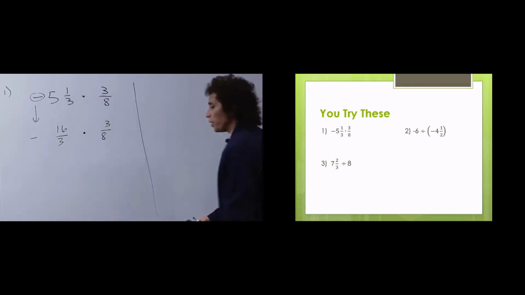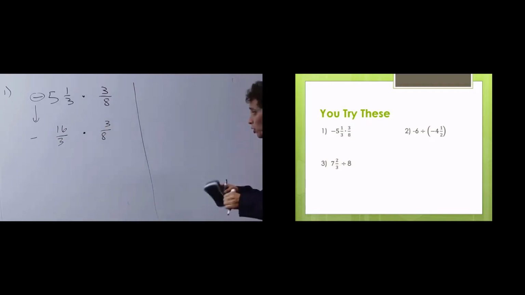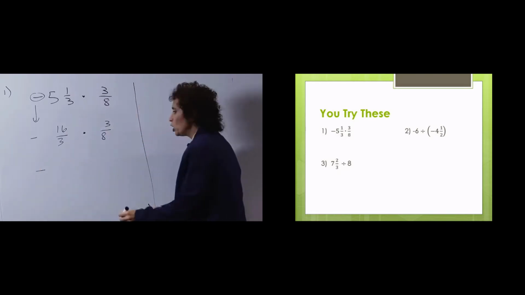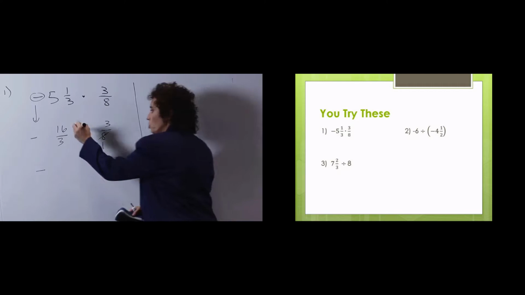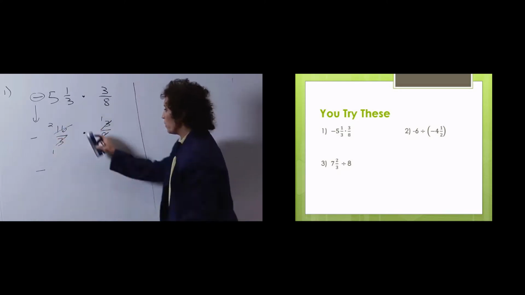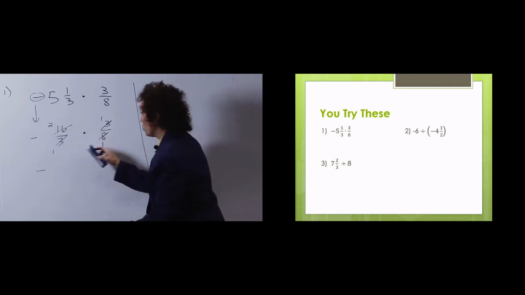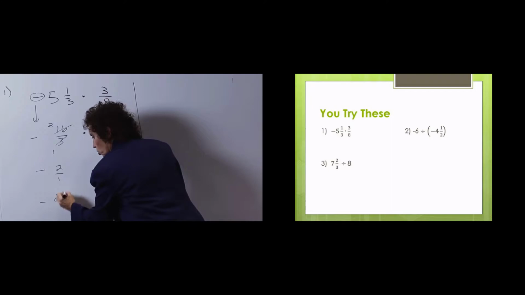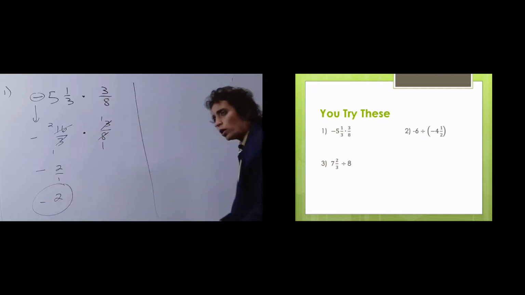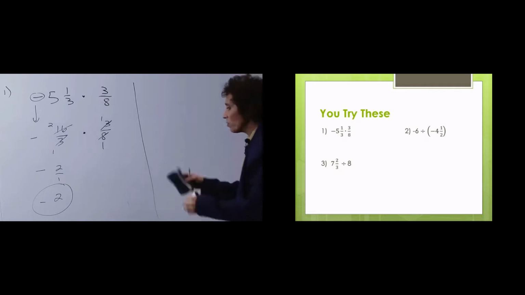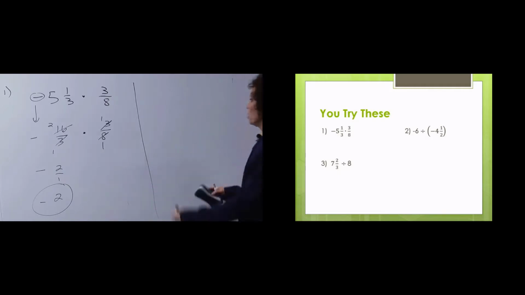Oh, this is going to be a beauty. Now think about your sign before you do it. A negative times a positive is a negative. I'm going to reduce. 8 goes into 8 once. 8 goes into 16 twice. Good night, 3s. So we have 2 times 1 is 2. 1 times 1 is 1. So that's 2 over 1, which is just 2. From now on, I'm not going to write the over 1s because you know it's just a number on top. So that's negative 2. So take care of the sign first. Let's try another one.